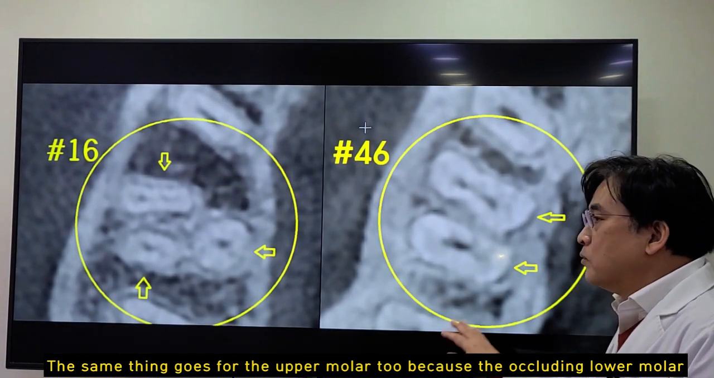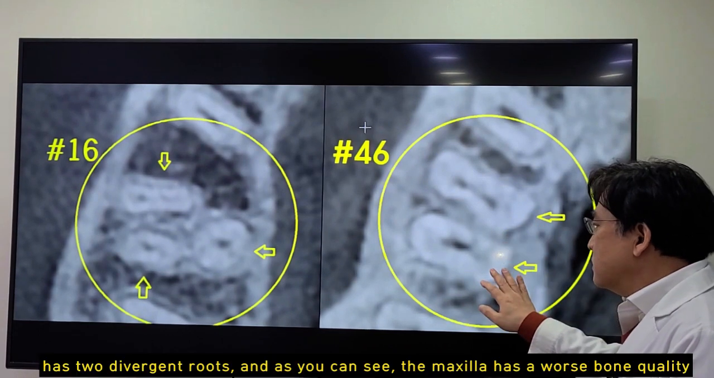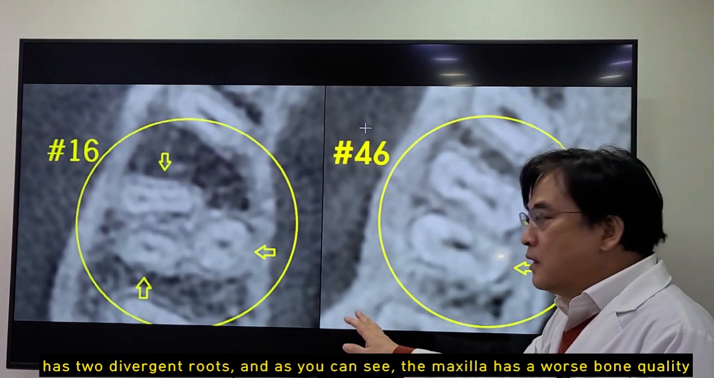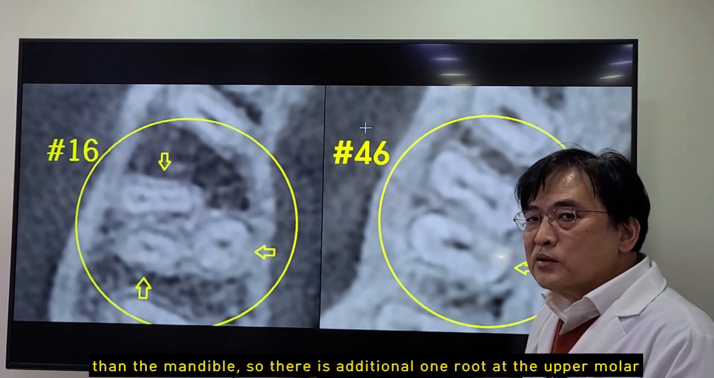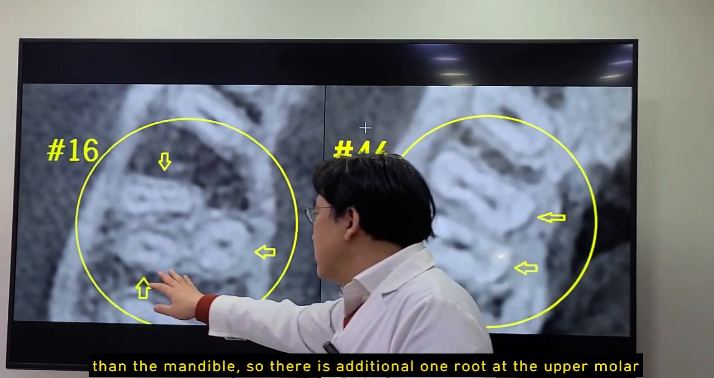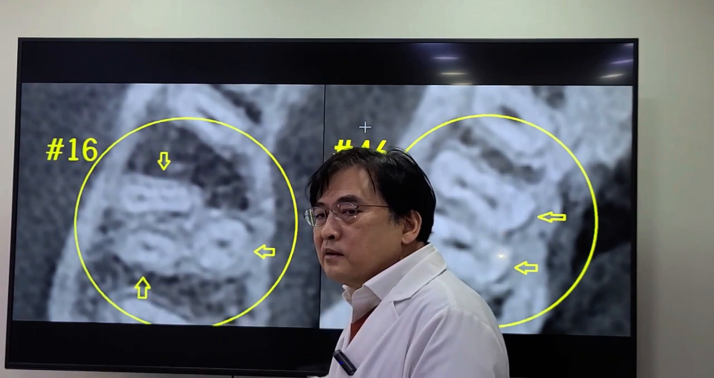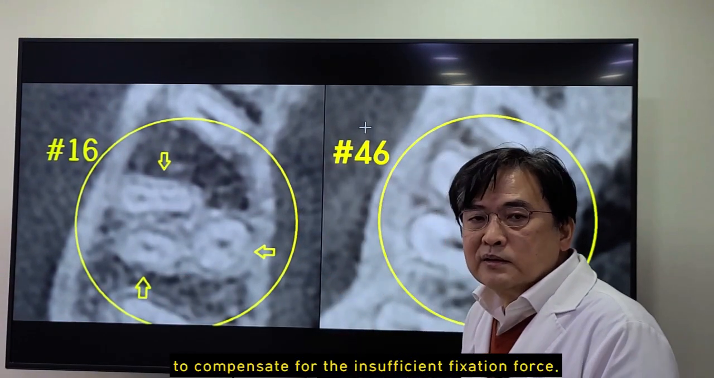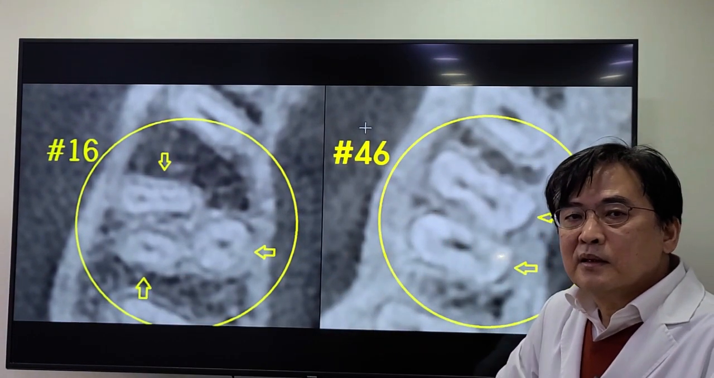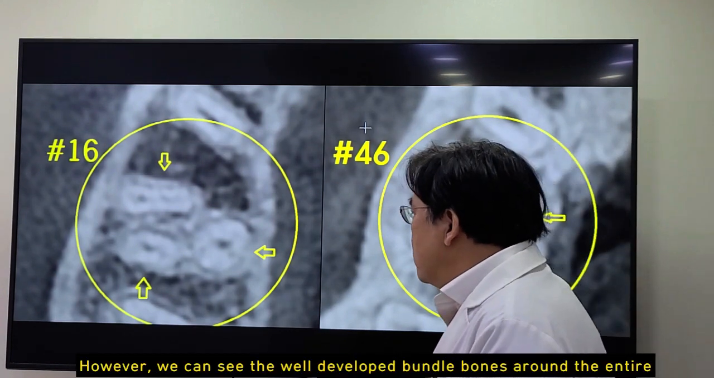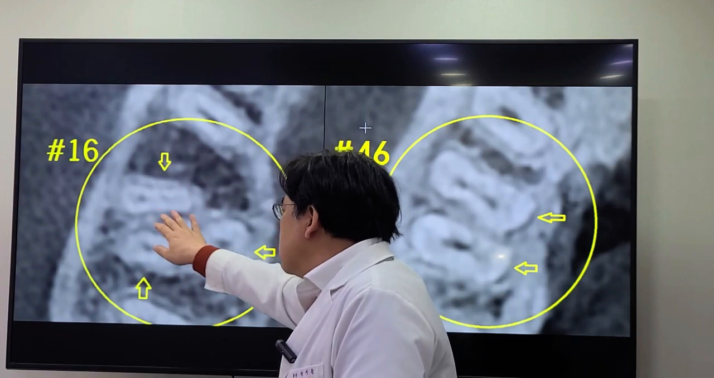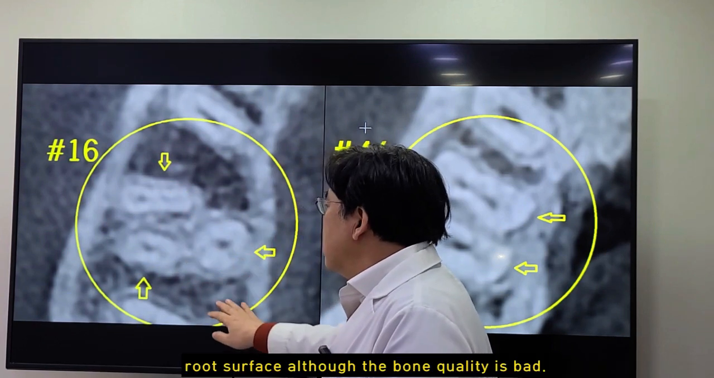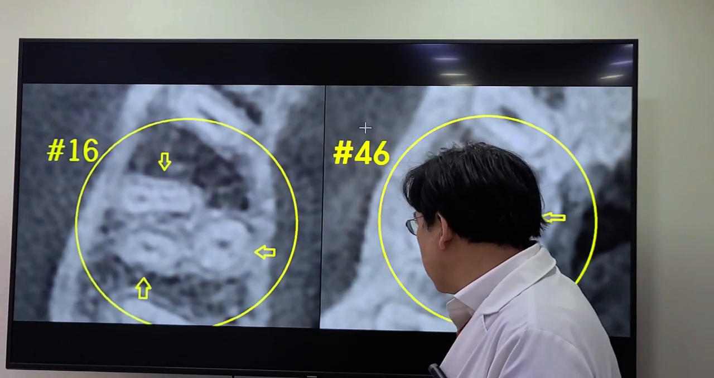Because the occluding lower molar has two divergent roots, and as you can see, the maxilla has worse bone quality than the mandible, there is an additional root at the upper molar to compensate for the insufficient fixation force. However, you can see well-developed bundle bones around the entire root surface, although the bone quality is bad.